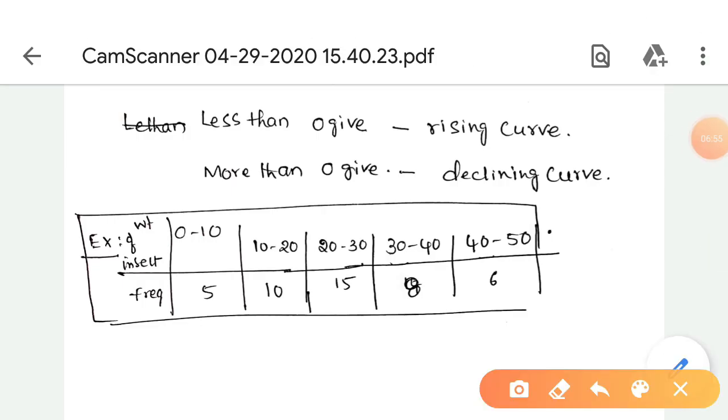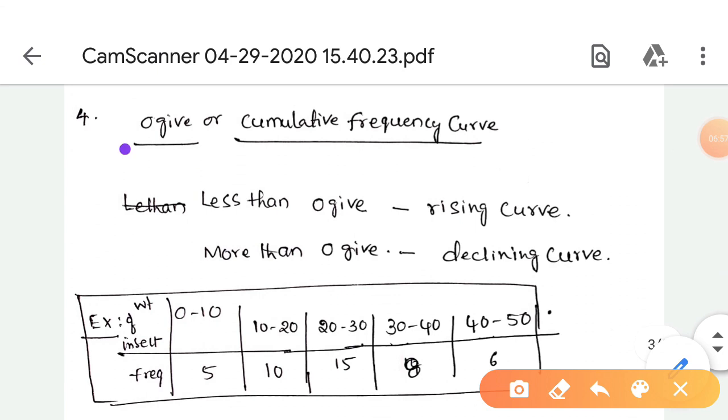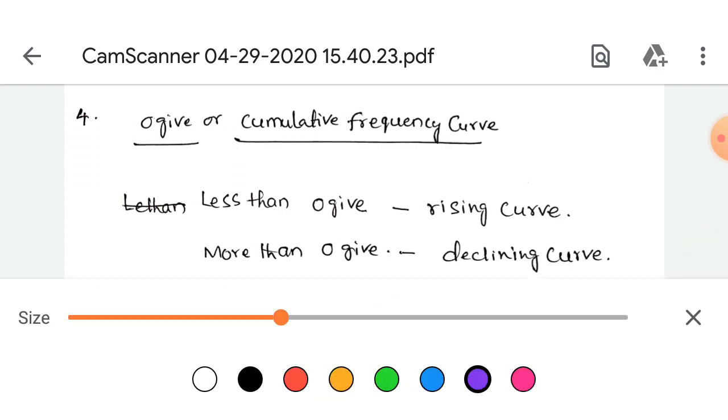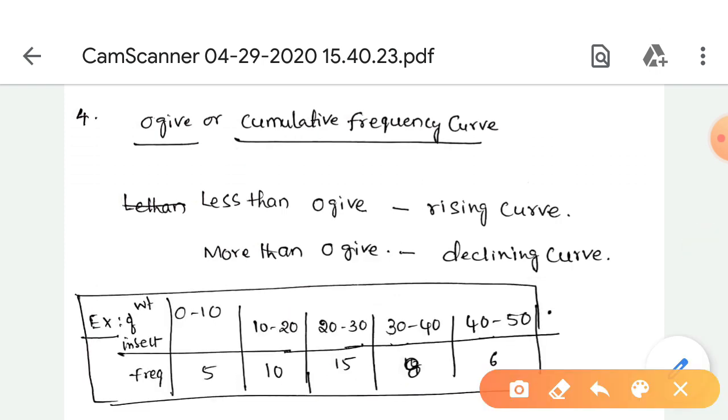Next one, ogive or cumulative frequency curve. Yesterday we discussed the cumulative frequency curve. So here we have to learn about the types. There are two types: less than ogive and more than ogive, or less than cumulative frequency curve and more than cumulative frequency curve.